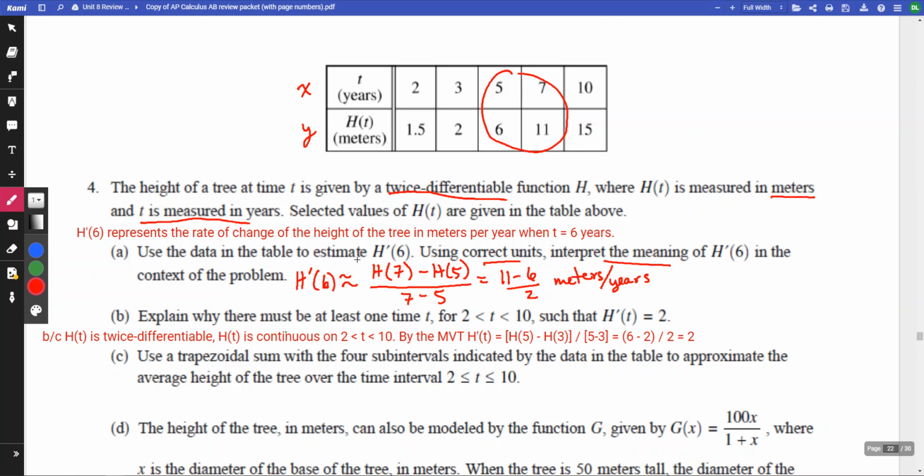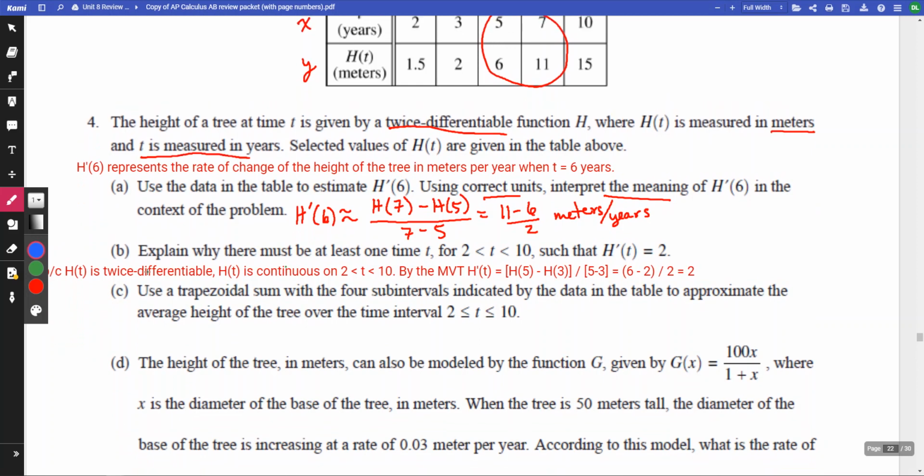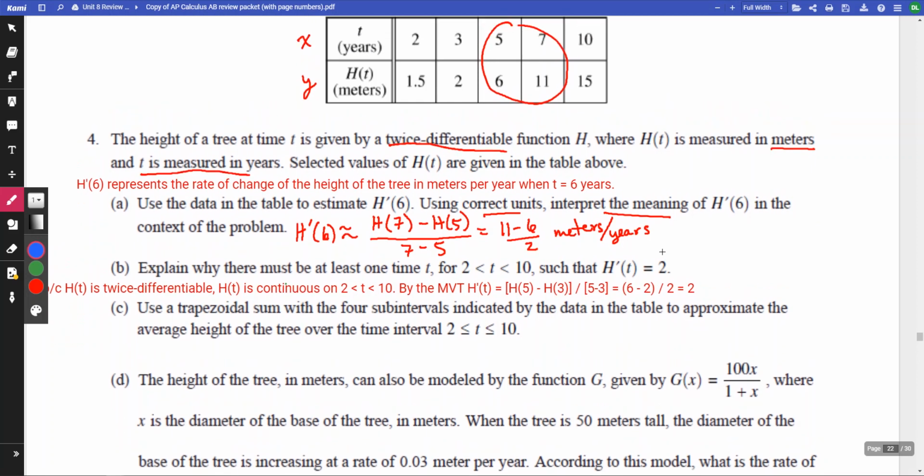Okay, then part C: use a trapezoidal sum with 4 subintervals indicated to approximate the average height of the tree. And our average height is going to be given by that 1 over b minus a formula, the integral from a to b of f of x dx.